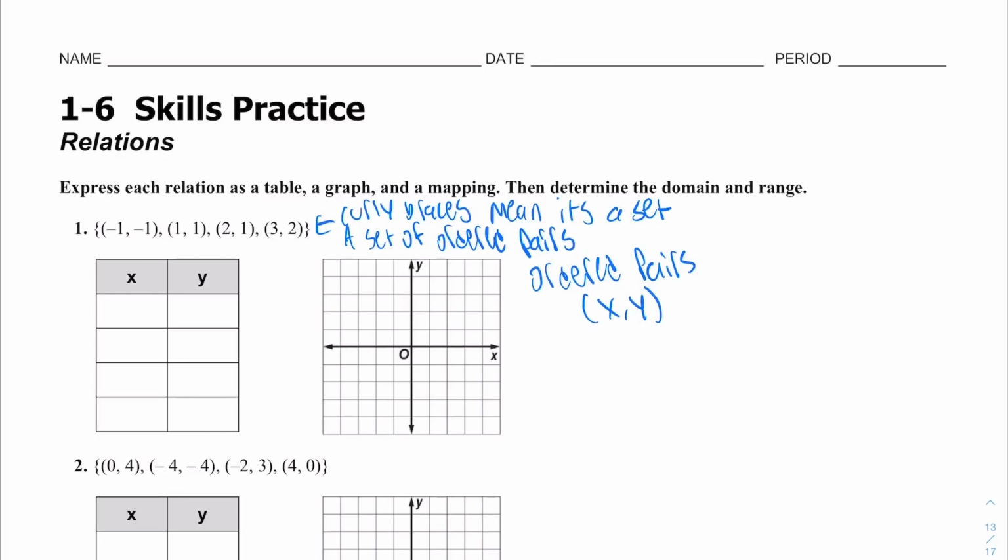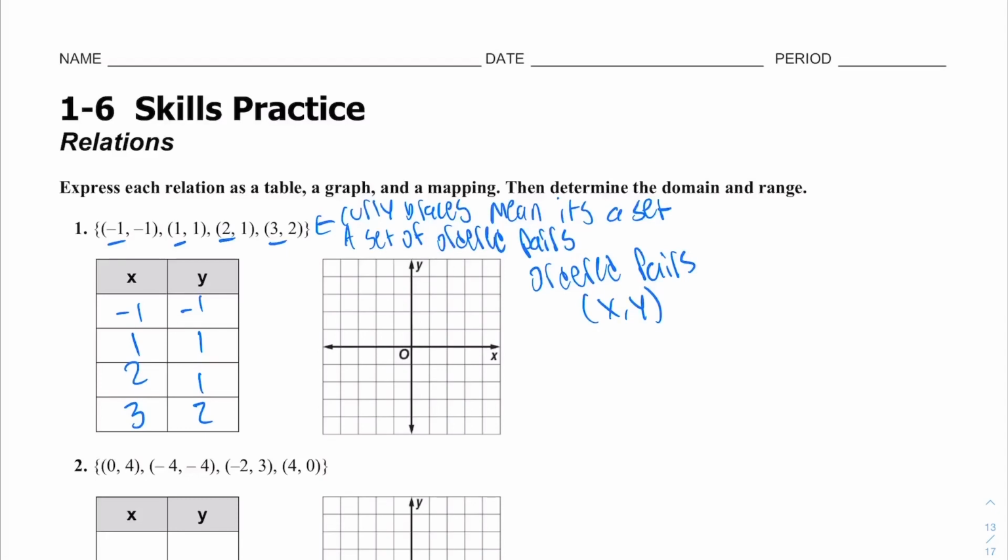So if that's a set of ordered pairs, then we can separate those ordered pairs into a table. If we do it into a table, then we're going to take the left one, and that's going to be the x, -1. The next left one is 1, next one is 2, next one is 3. We're going to do the same thing with the y's. We have -1 as the first y, we have 1 as the second y, 1 and 2. So if we translate the set of ordered pairs to a table, we're just separating the x's and the y's.